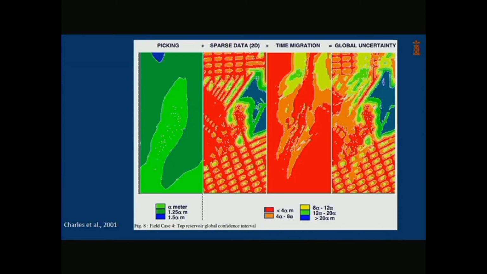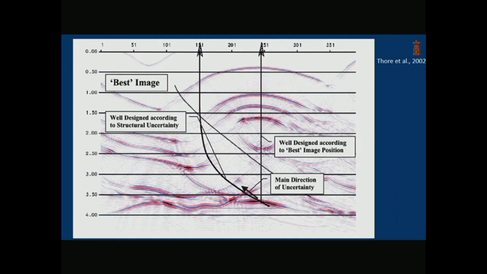Again, back in 2001, this is the sort of idea of how you might be combining these uncertainties. We've got the uncertainties from picking horizons and faults, the uncertainties from the sparse 2D data, the uncertainties related to time migration, and these are all combined to produce a global uncertainty which you can then use to assess the likelihood of finding anything. And what you do with this information is up to you, but these are two different ways of looking at it.